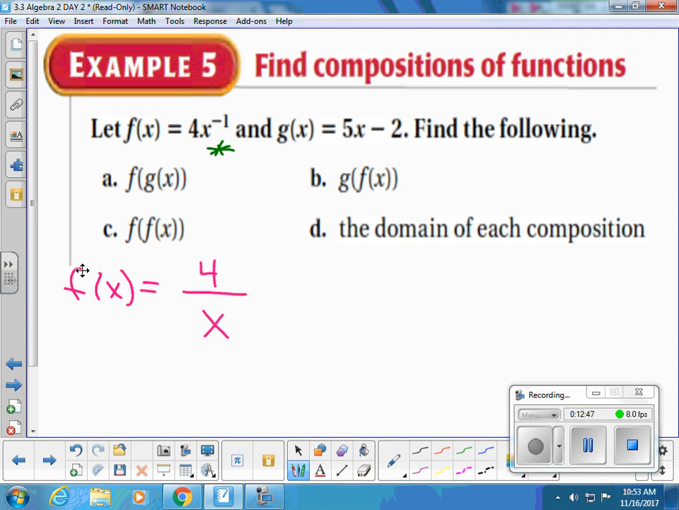So right off the bat, I'm thinking, ooh, this is a division problem. I want to be careful not to divide by 0, okay? Because you're not allowed to divide by 0. So I'm already thinking ahead. I know we're going to be asked domain questions. I'm already thinking, let's not include 0 in our domain. And then g of x is, of course, 5x minus 2. I don't know why I wrote that wrong.